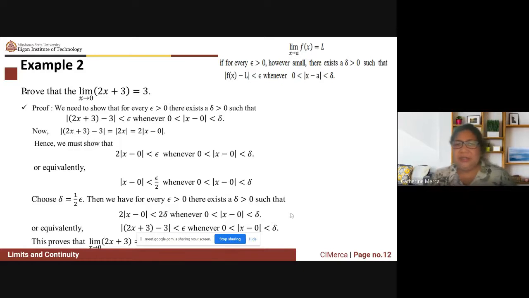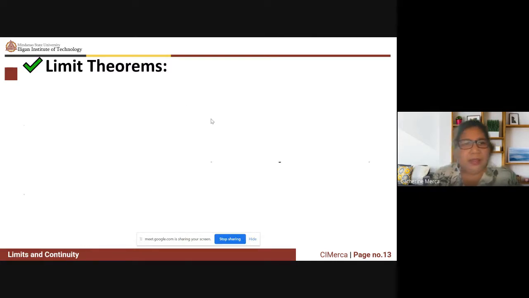So there is another example, example 2. I'll just leave this one to you to go through. Okay, this is the limit of 2x plus 3 is equal to 3 as x approaches 0. The approach is the same as the first example, so you can just take a look at this one. And then we have to consider the following limit theorems.